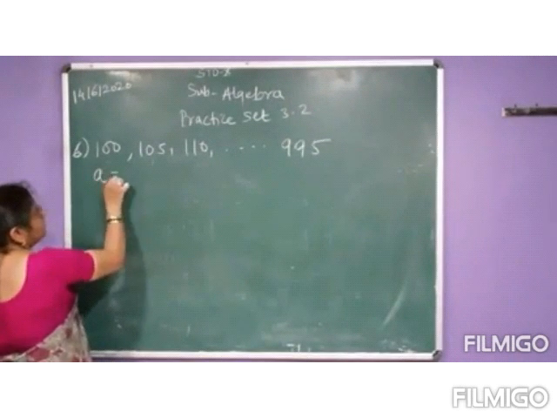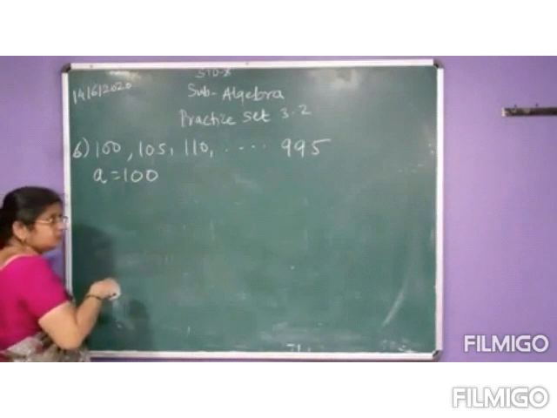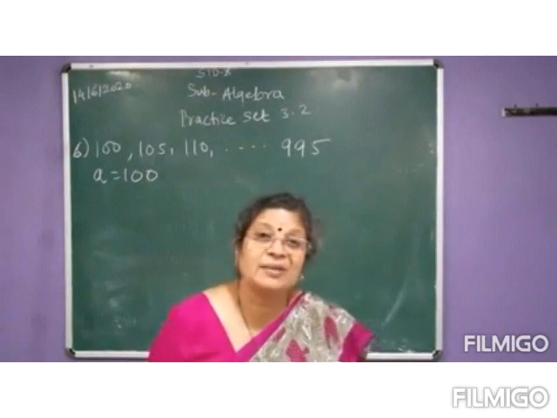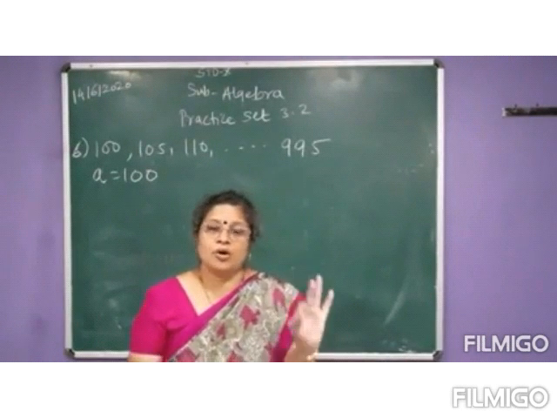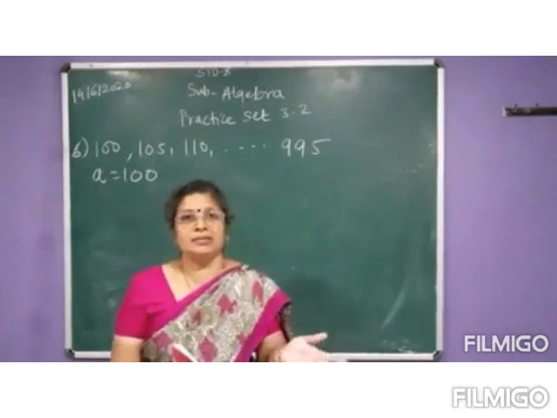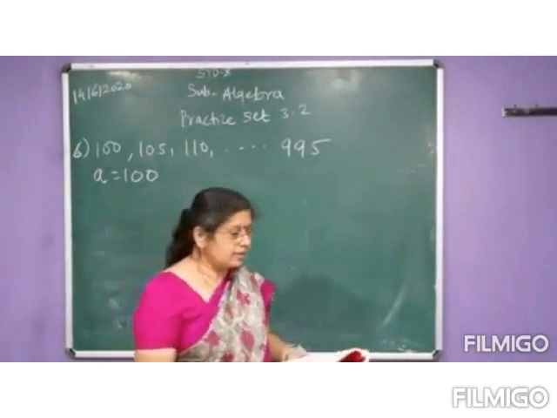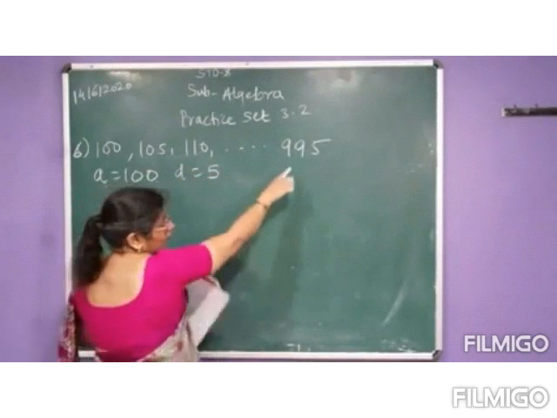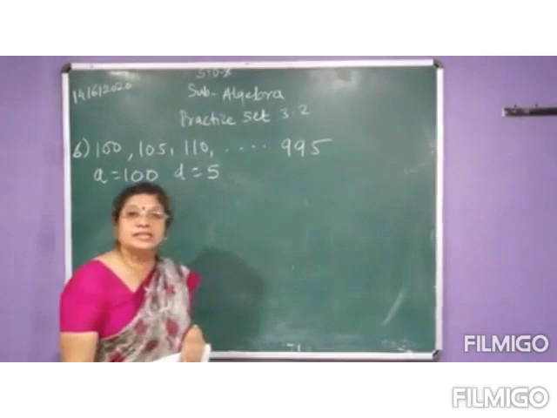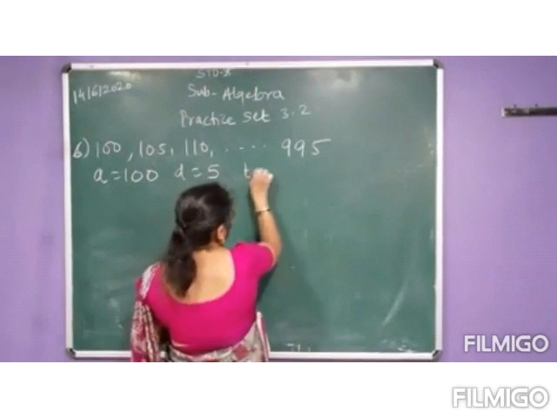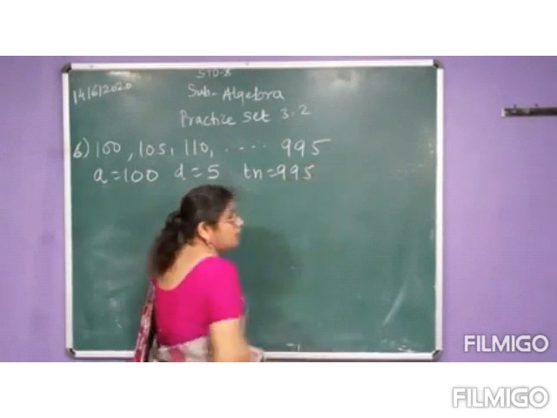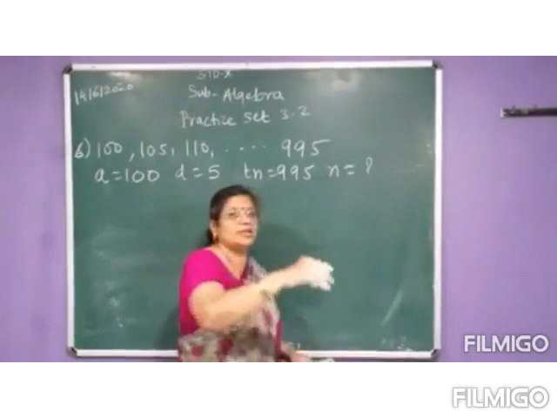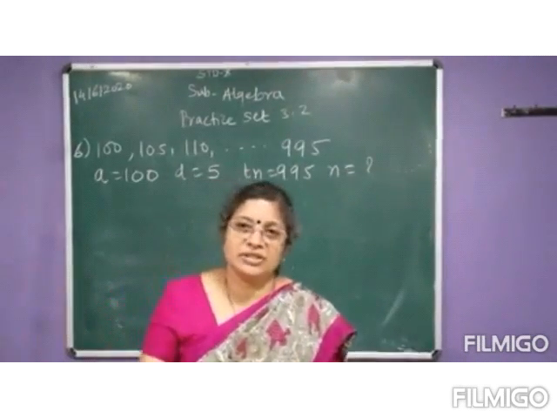Now here you will write A as 100. Now see, D. Divisible by 5 means the common difference between two consecutive terms is indirectly mentioned. That is 5. Correct? So D is 5. Then 995, what is it? Tn is given. Tn is 995. And what is asked in the question is n: how many 3-digit numbers are divisible by 5?